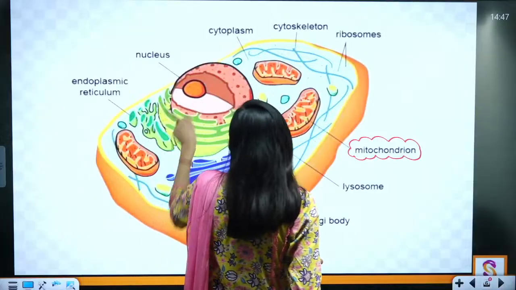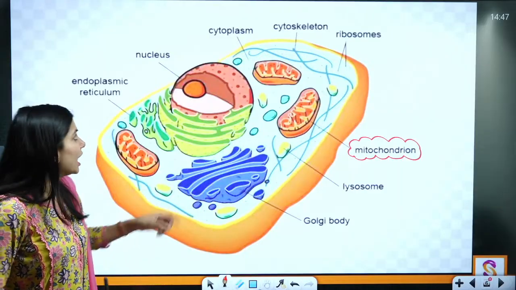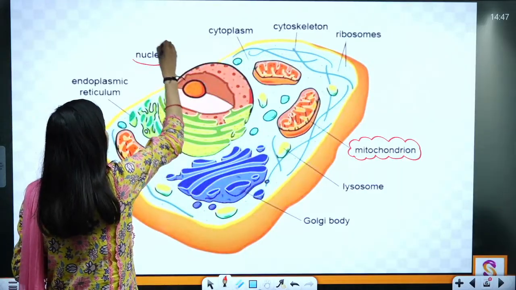So this is the basic composition of the cell. Every single part of this cell is working. And these parts, they are working for what? They are working for the nucleus.